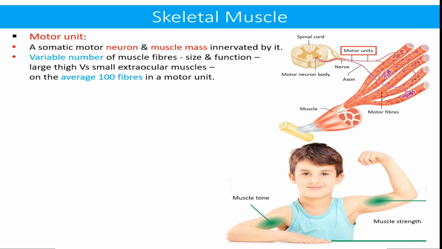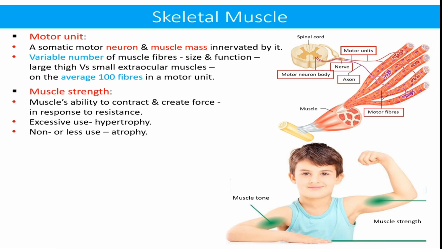Now a few definitions relating to skeletal muscle. Number one is motor unit. It is a somatic motor neuron and the muscle mass innervated by it. It has got a variable number of muscle fibers which determine the size and function of the unit. Example being a large thigh motor unit as compared to very small extraocular muscle motor units. On the average, there are 100 fibers in a motor unit.